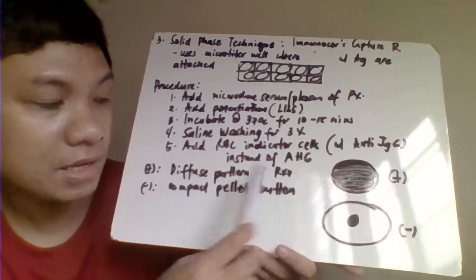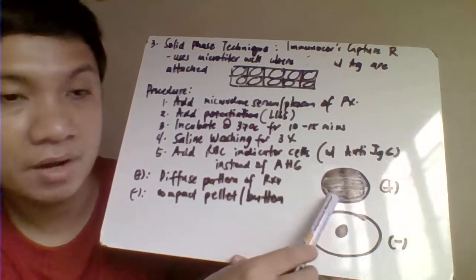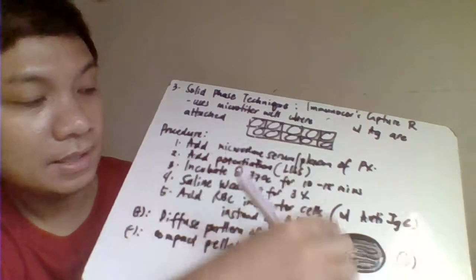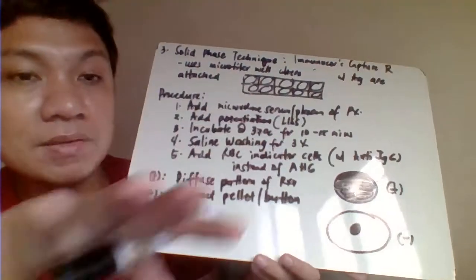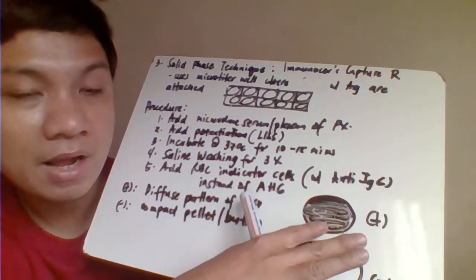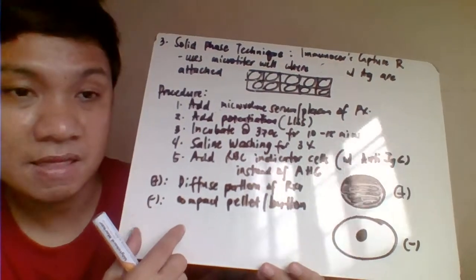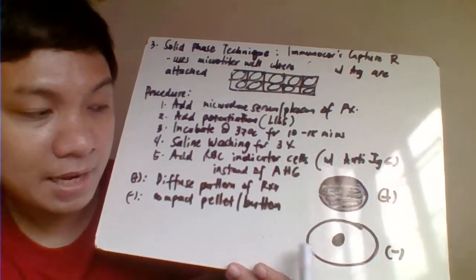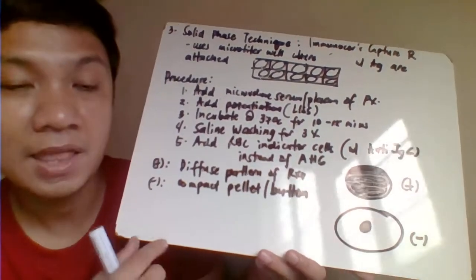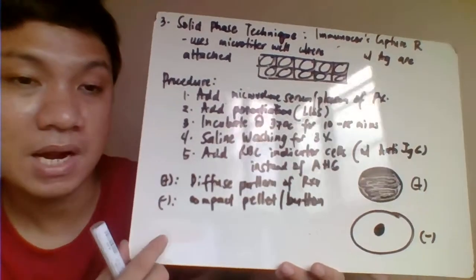Positive result would be having a diffuse pattern of reaction. Parang ganyan. Pag tinignan mo ito sa baba, buong entire surface na diffuse pattern, nakaspread lahat ang ating color reaction. Pero pag negative, what you have will be the compact button lang. So, dito lang sa gitna, hindi siya nakaspread o hindi siya naka-diffuse. Then, we interpret it as your negative na result.